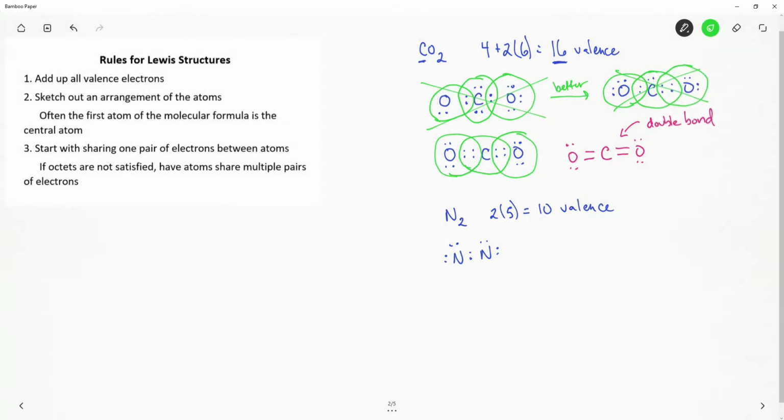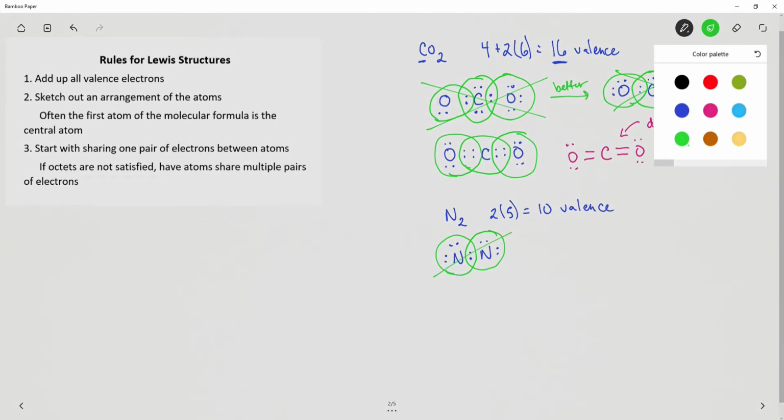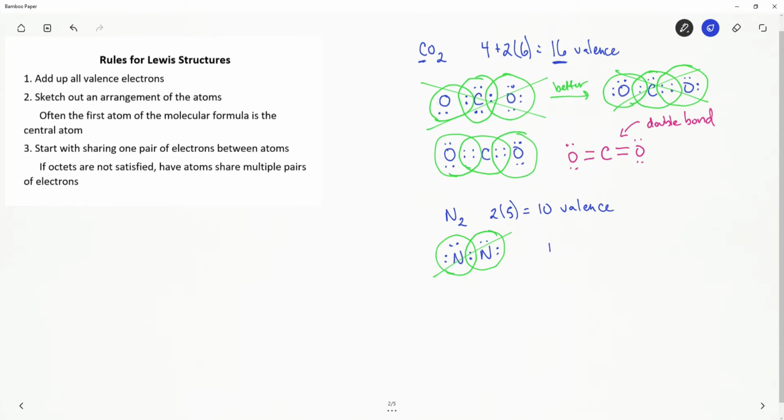Let's see if we've got octets. 2, 4, 6. That's not good. How about this one? 2, 4, 6. Also not good. Okay, so not a valid Lewis structure. Let's try again. Nitrogen and nitrogen. Sharing 1 pair of electrons did not work.